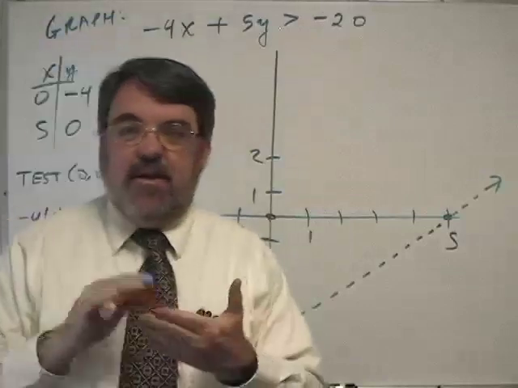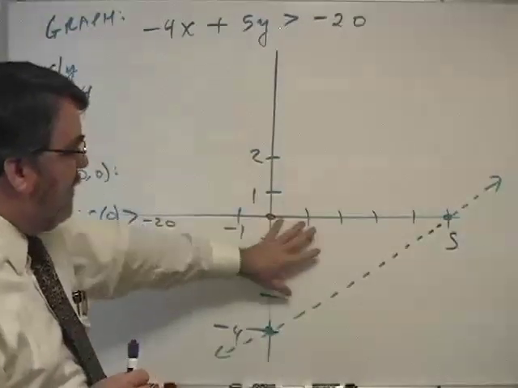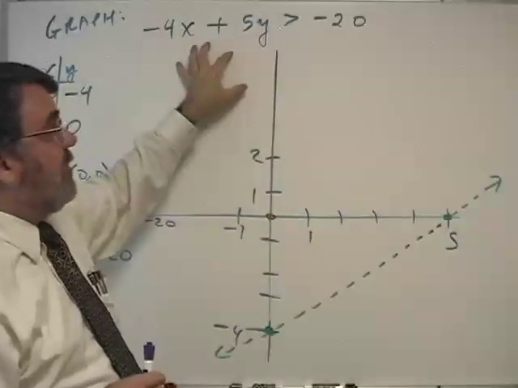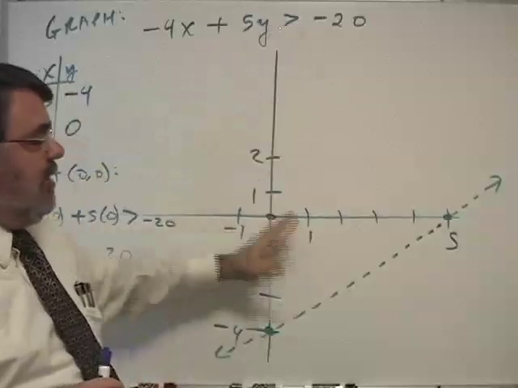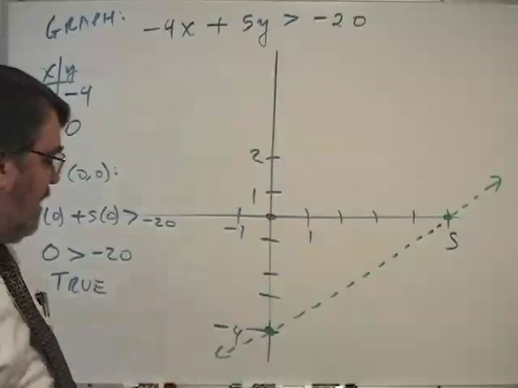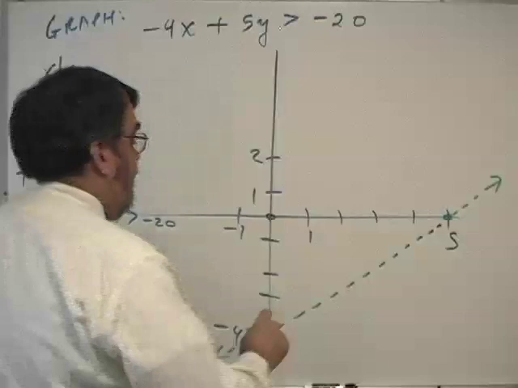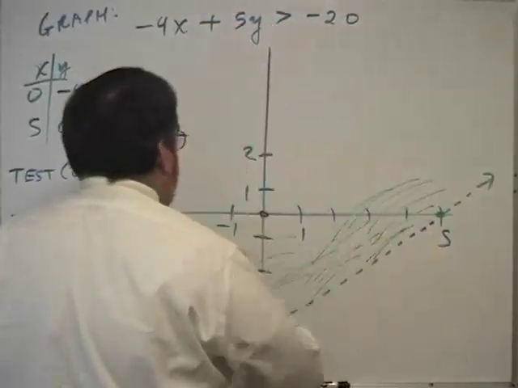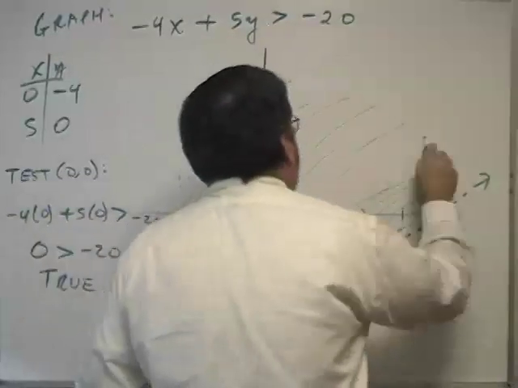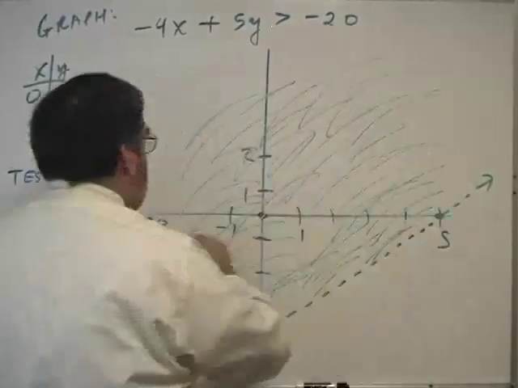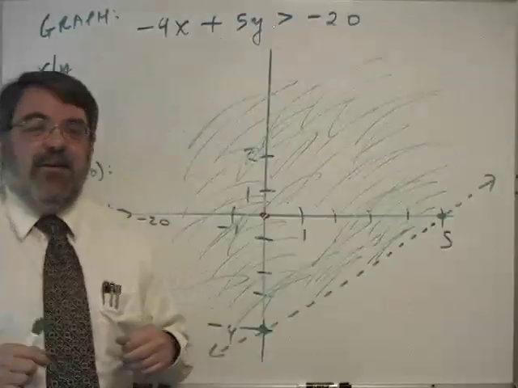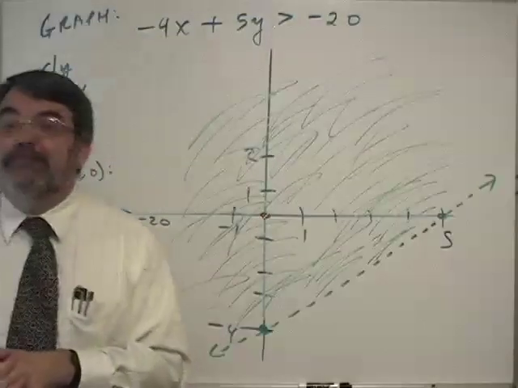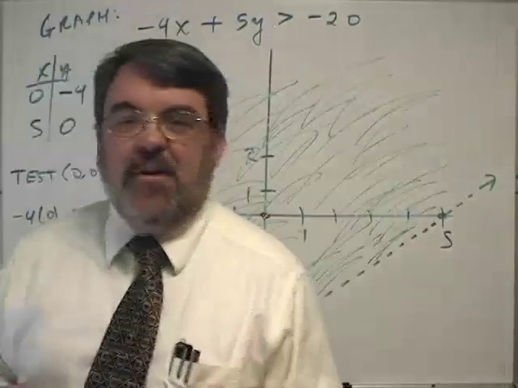So because that tested true, this point falls on the true side. In other words, negative 4x plus 5y is greater than negative 20 at the test point, and in fact on the entire side of that line. So I'm going to shade the graph this way. And that indicates that this inequality is represented by the shaded area. And so now we're done. And I'll do one more example in the next video.